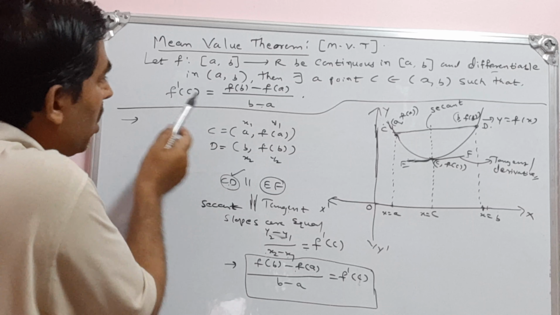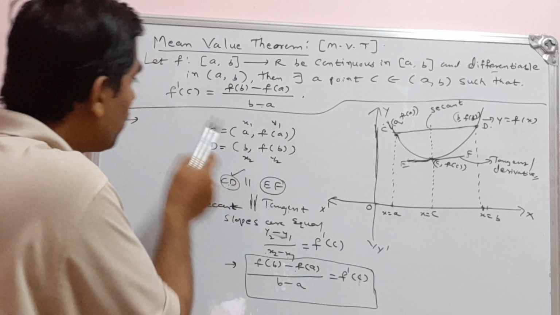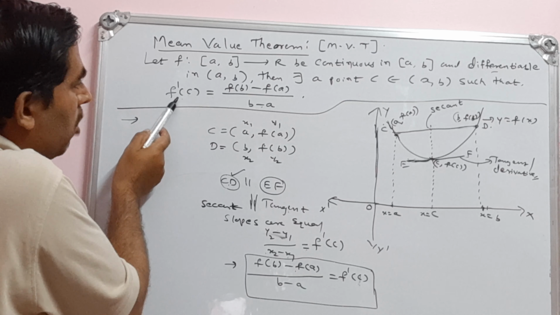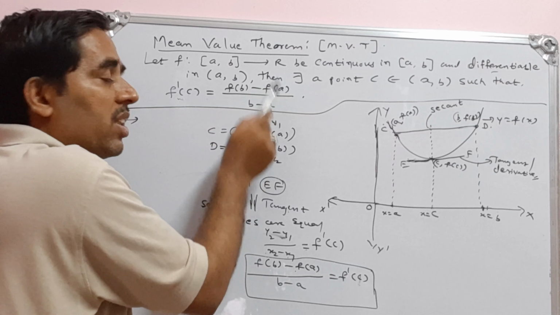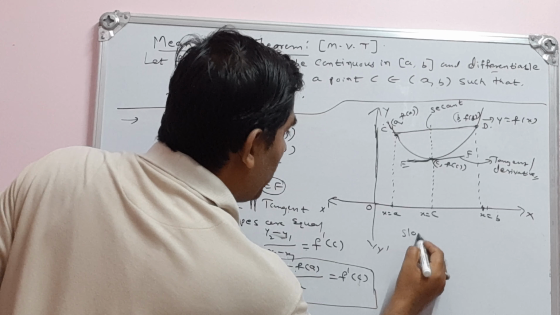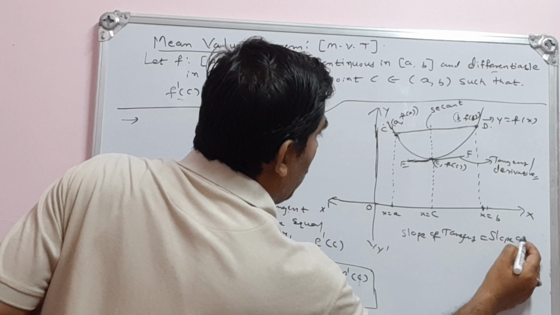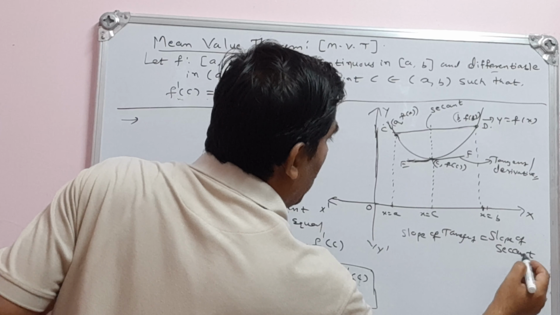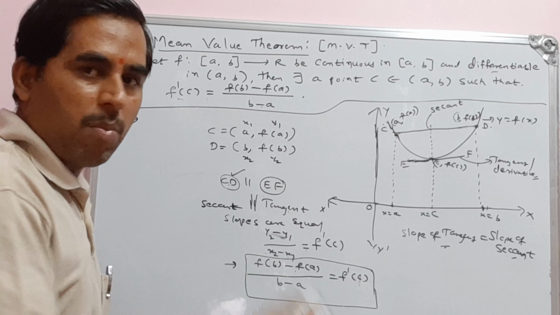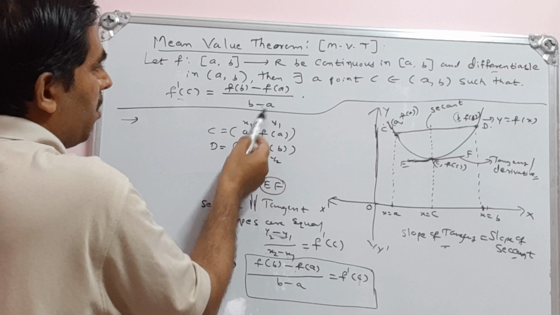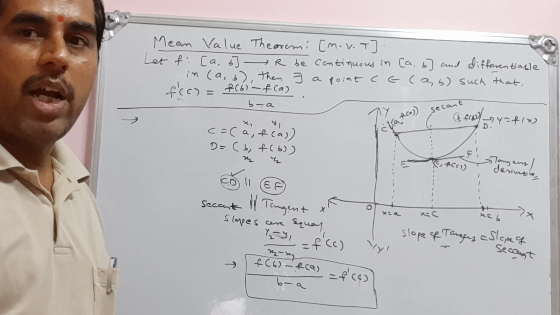Once again I am repeating: on the left hand side, what is f dash c? F dash c is nothing but the slope of the tangent. And the quantity on the right hand side is the slope of the secant. So the mean value theorem says the slope of the tangent is equal to the slope of the secant, or symbolically, f dash c is equal to f of b minus f of a divided by b minus a. This statement is called the mean value theorem.